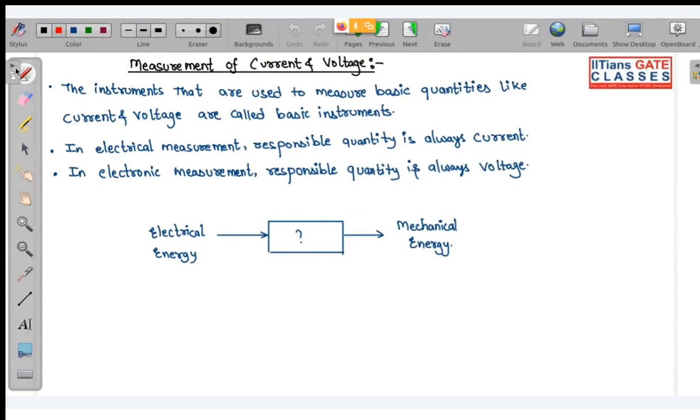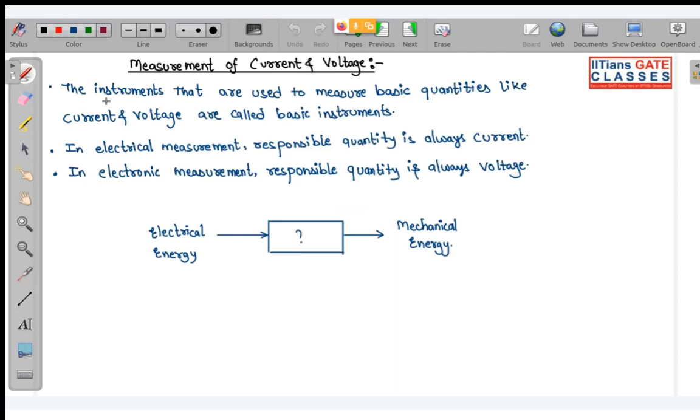So I was telling about now we are going to see the measurement of current and voltage. So we are going to basically see your basic instrument, because in any electrical or electronic measurement, either we measure current or voltage, or we measure some other quantities in terms of current and voltage. That is why the instruments which measure current and voltages, we call basic instruments. So that is what I have written in your first point. The instruments that are used to measure the basic quantities like current and voltage are called basic instruments, from your electrical or electronics point of view.